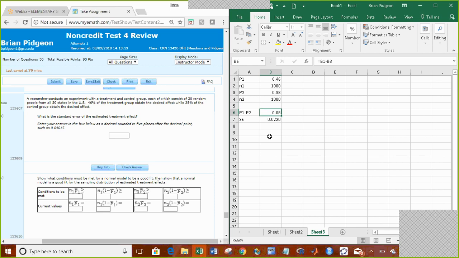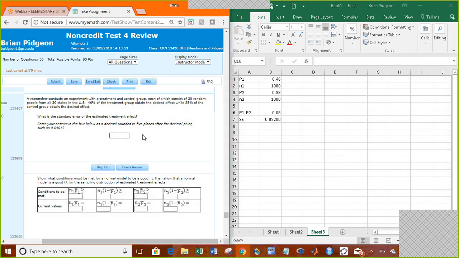So our difference here is just P1 minus P2, 0.46 minus 0.38, and the standard error is the same as before. Square root of P hat 1 times 1 minus P hat 1 over N1 plus P hat 2 times 1 minus P hat 2 over N2, which we get to be, just for the sake of time, 0.02200.